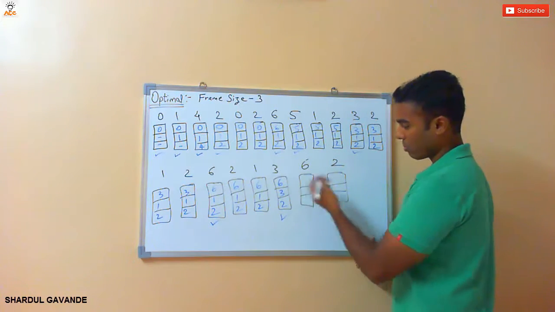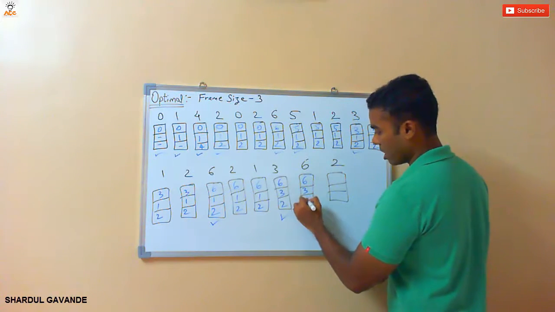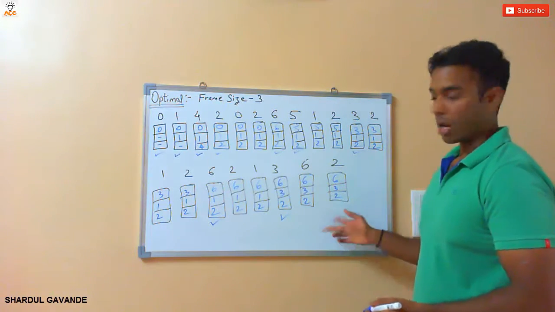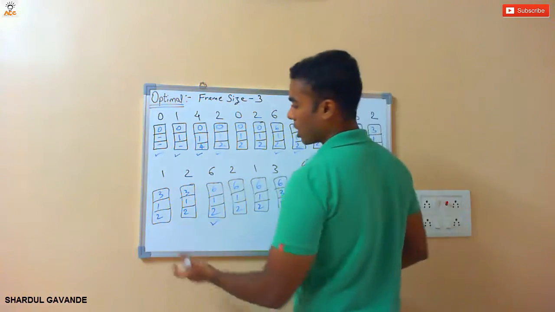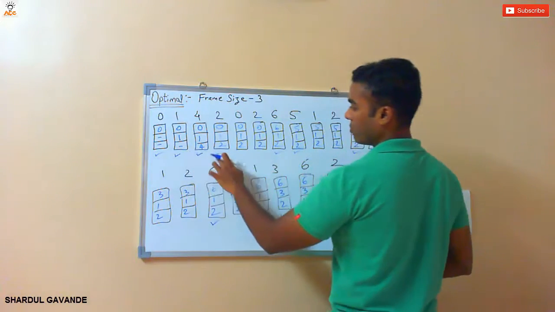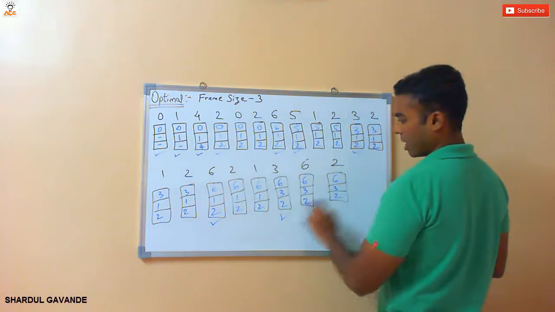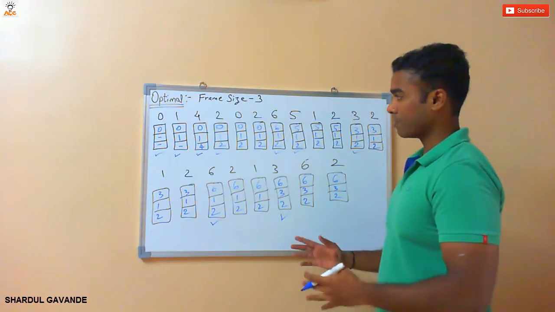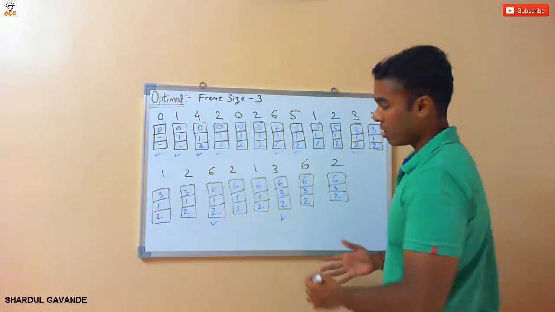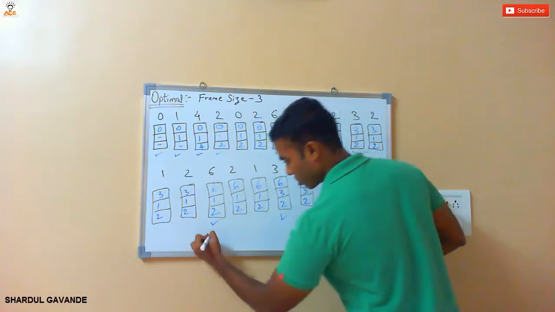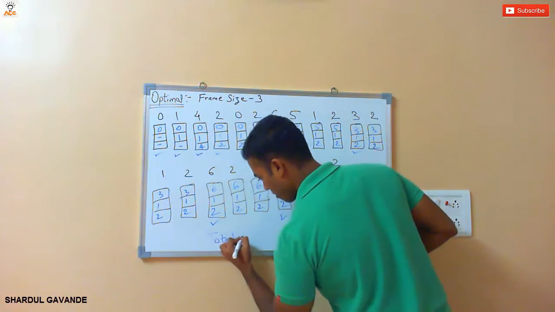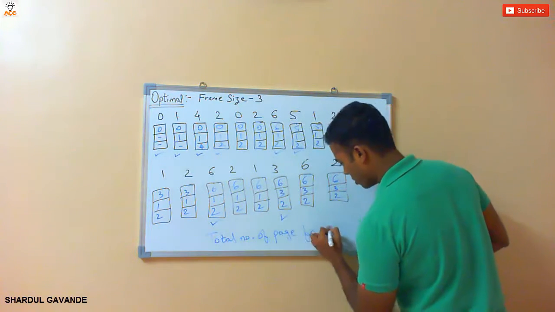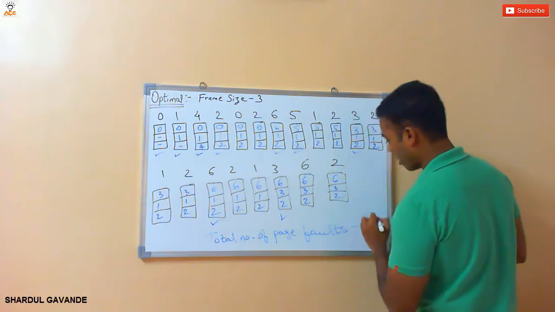Now number 6, so page hit because 6 is present, and number 2 again is present. So 6, 3, 2, page hit will occur. Let's count the total number of page faults: 1, 2, 3, 4, 5, 6, 7, 8, 9. So we have a total of 9 page faults, and that's how optimal page replacement works. So we write the total number of page faults is 9.